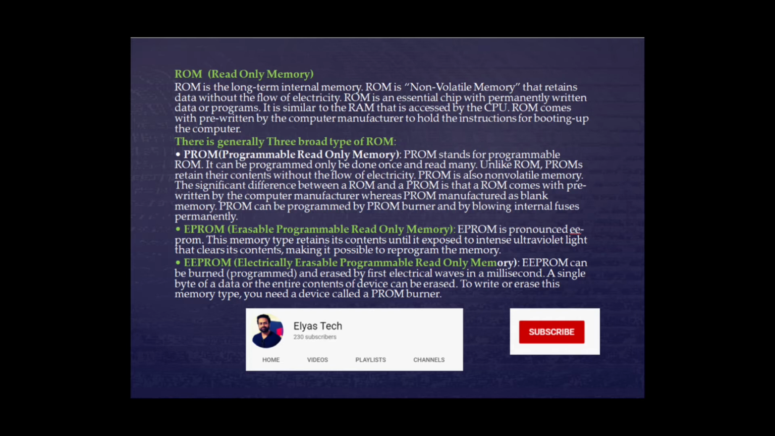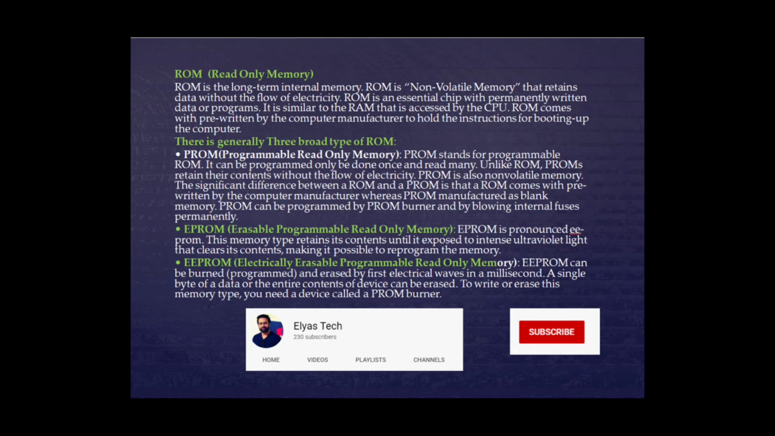Okay, let's talk about what EPROM is, or erasable programmable read-only memory. It's very important, because we can erase it in case we need to. This memory type retains its content until it is exposed to intense ultraviolet light, which clears its content, making it possible to reprogram the memory.